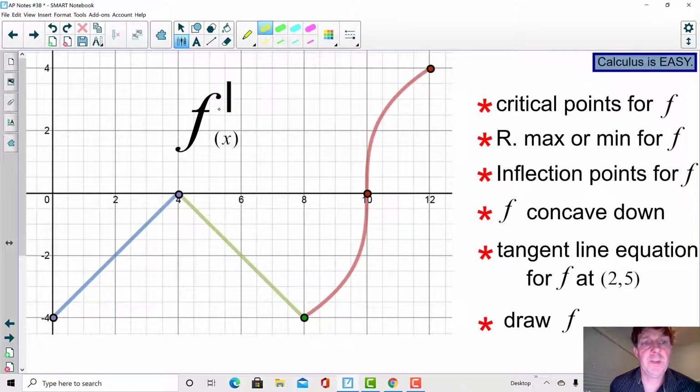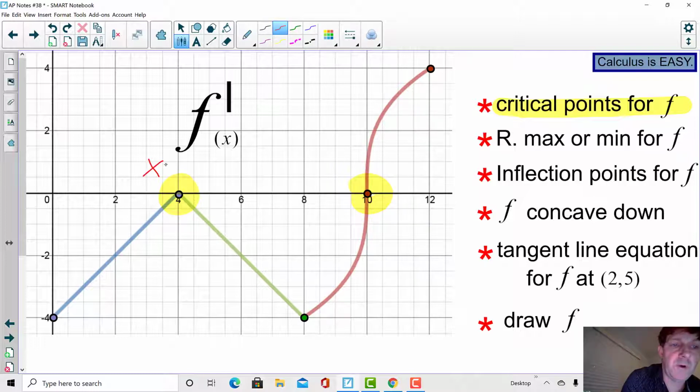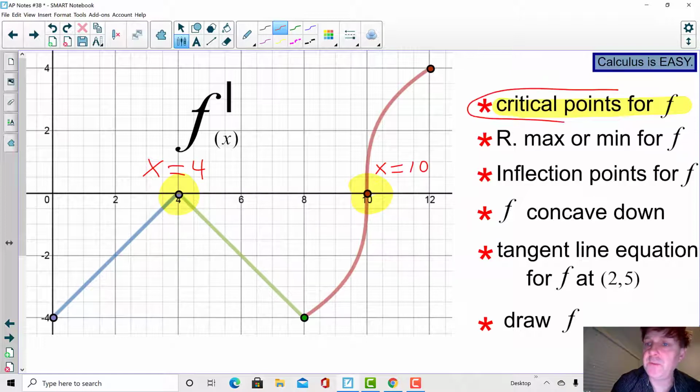Okay, for this example, they're giving us the graph of f prime, and we have to find out a bunch of stuff about f. So the first thing is, what are the critical numbers? The critical number is going to be where your derivative is either 0 or undefined. We don't have any spots where our derivative is undefined, but we have 2 spots where our derivative is equal to 0. So when x is equal to 4 and when x is equal to 10, we have 2 critical numbers. So that's going to be the answer for the first part.